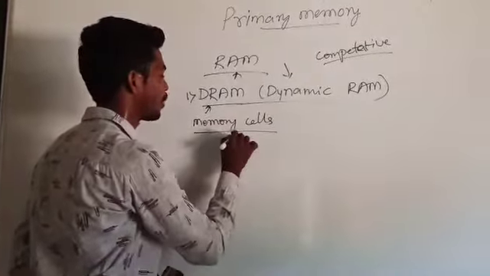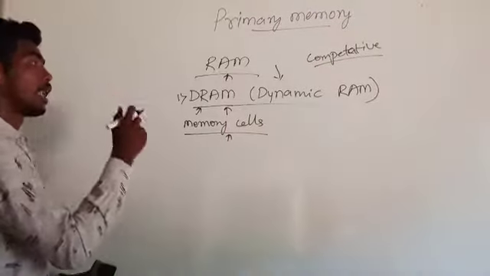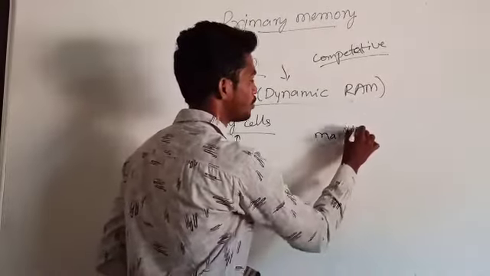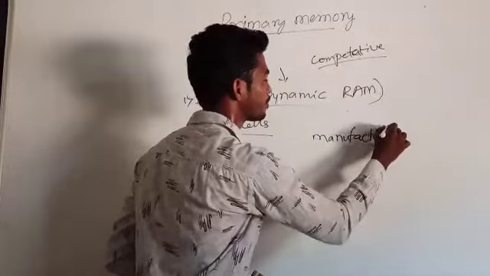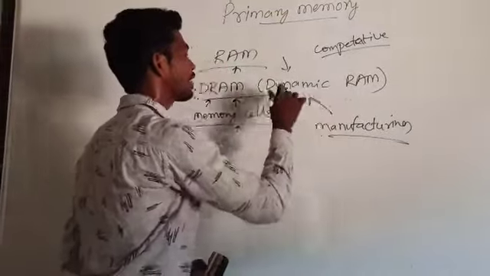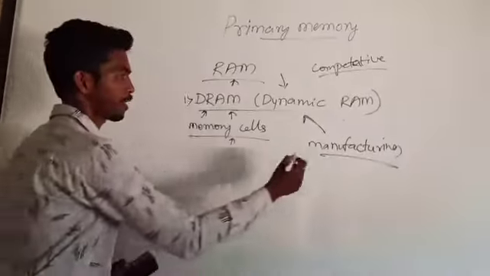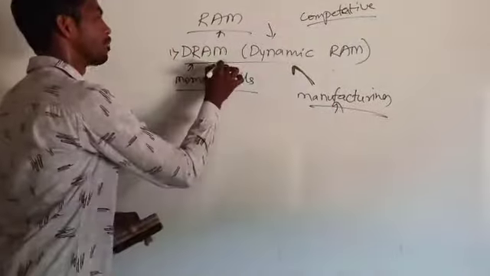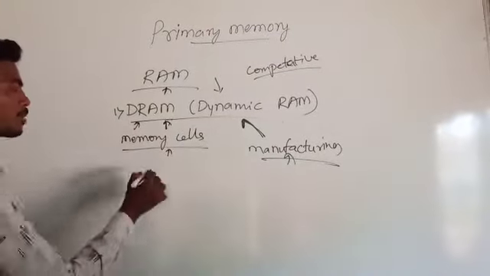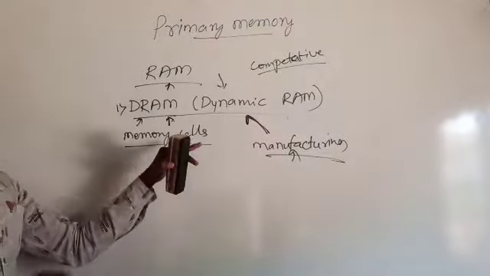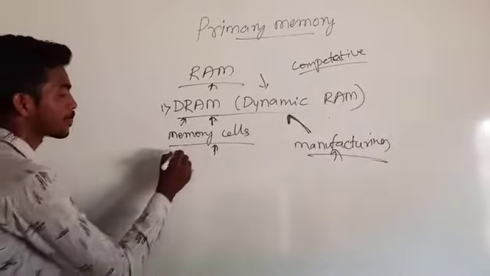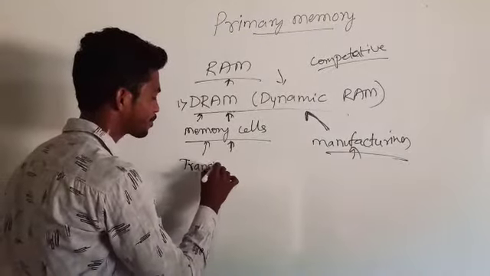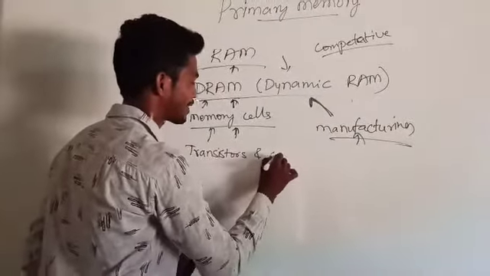A collection of memory cells is called a RAM, and depending upon the manufacturing components, we divide RAM into different types. First one, DRAM, is made up of a number of memory cells, and these memory cells consist of transistors and capacitors.